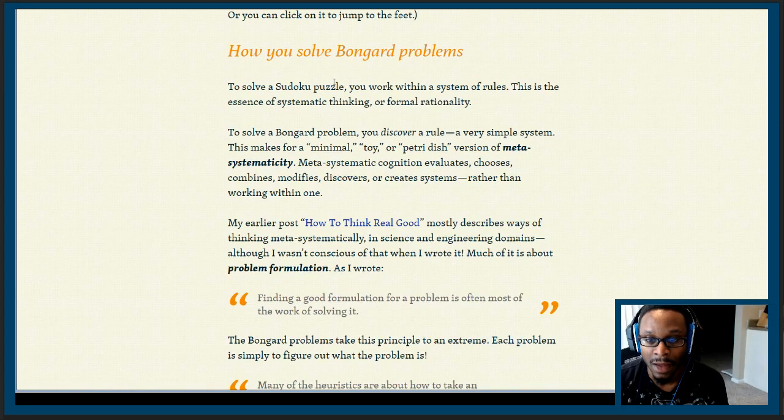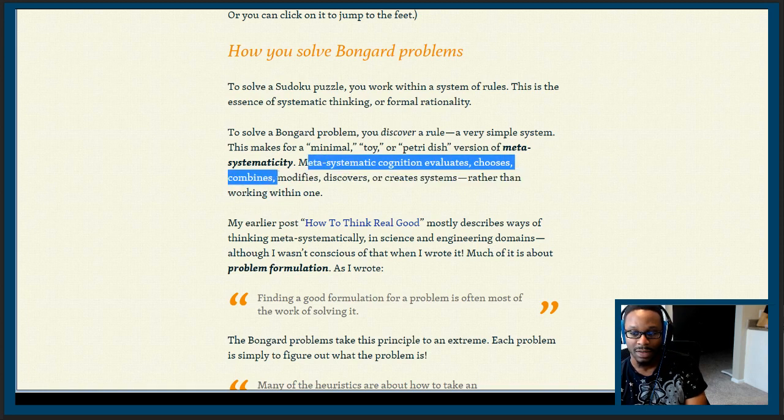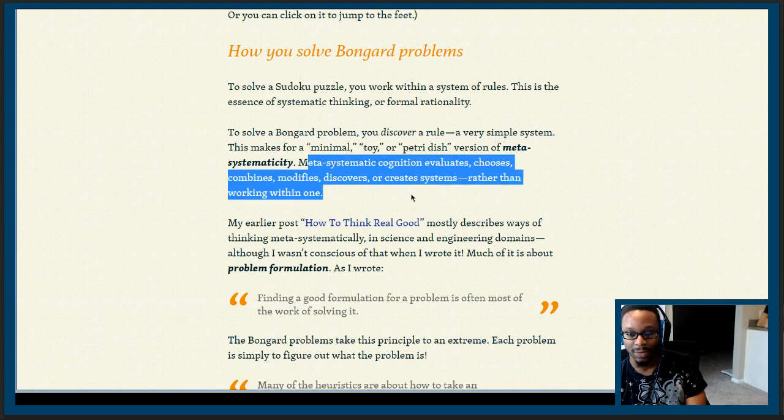So you solve a Sudoku problem and you work within the rules. This is the essence of systematic thinking or formal rationality. To solve a Bongard problem, you have to discover the rule. So he's making a distinction between solving and discovering. This makes for a minimum toy petri dish version of meta-systemic systematicity. So we're focused here on cognition: evaluating, choosing, combining, modifying, discovering, or creating systems rather than working within one.